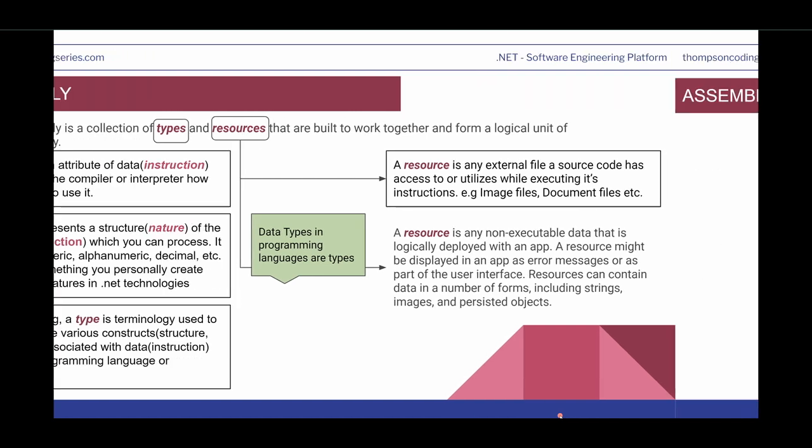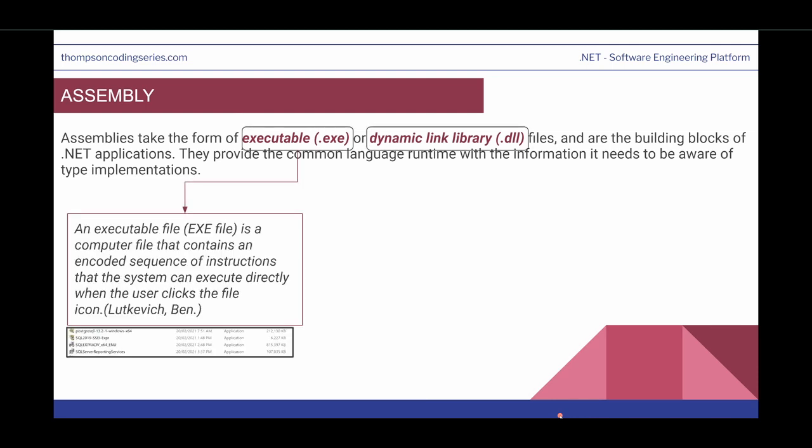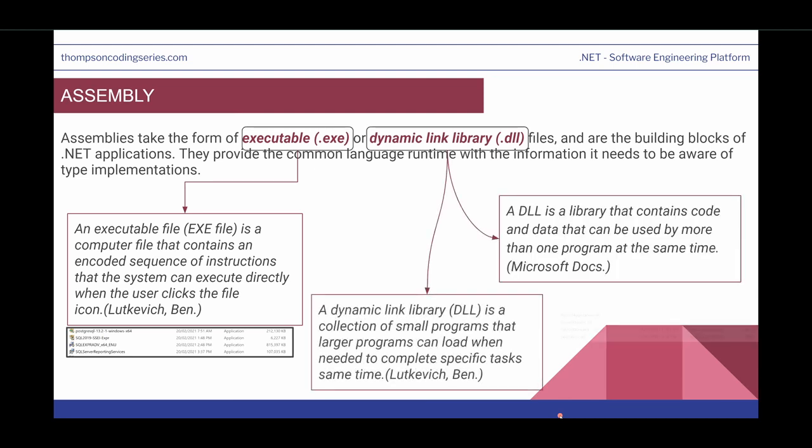All right. So the next thing, we've talked about this already, and we've talked about executables. An executable is a computer file that contains an encoded sequence of instructions that the system can execute directly when a user clicks the file. And we talked about a dynamic link library as a library that contains code and data that can be used by other programs. So you can use .NET to build these two types of output. Another definition that I actually like, which is from Luskevich, is that a dynamic link library is a collection of small programs that larger programs can load when needed to complete specific tasks.